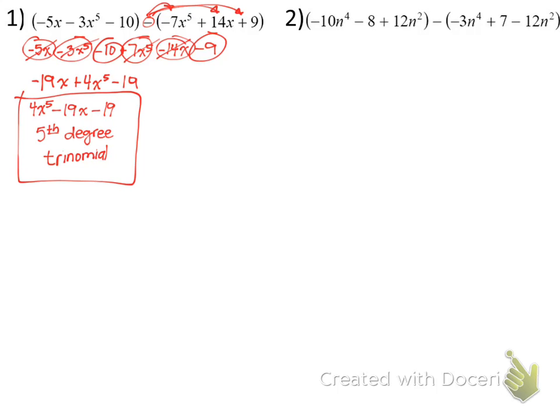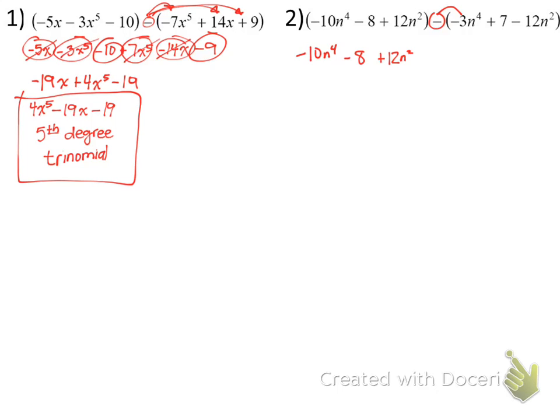Okay, number 2. We have a minus sign. That's our operation. So we still have our first polynomial, or trinomial. We want to make sure we get that. We bring that down. So we have negative 10n to the 4th minus 8 plus 12n squared. Then we have a minus sign. We want to distribute that into each term.